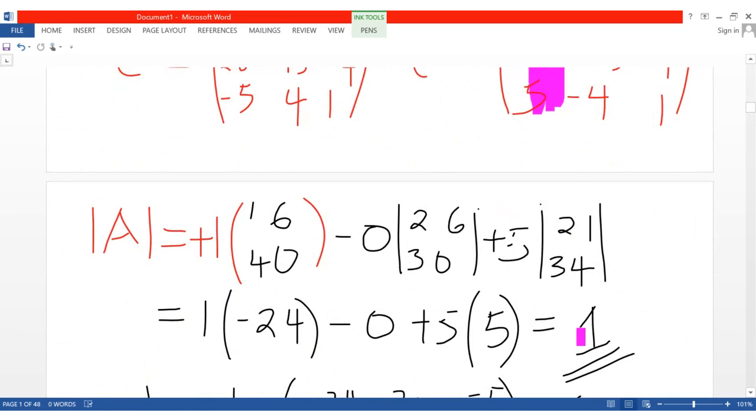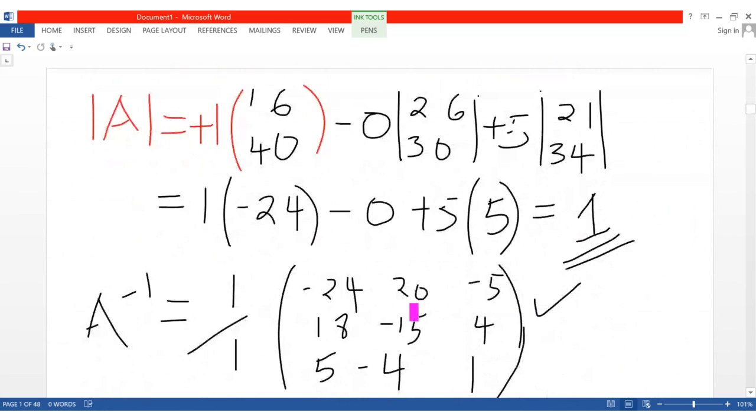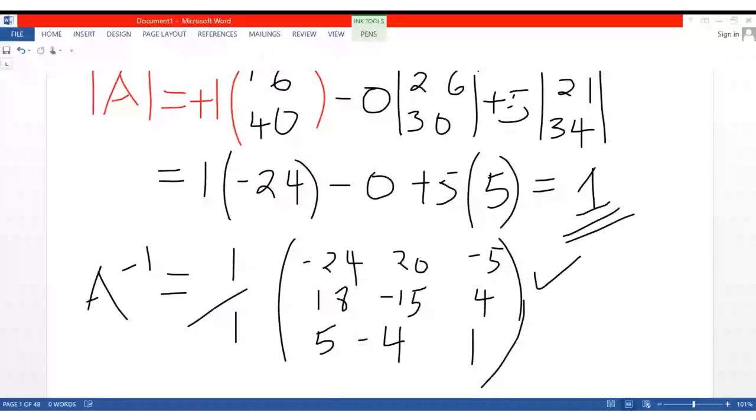So our final task was to multiply the inverse of the determinant by the transpose of the matrix of cofactors, and then we get the inverse. You can see the inverse will still remain the same because we are multiplying with number 1.